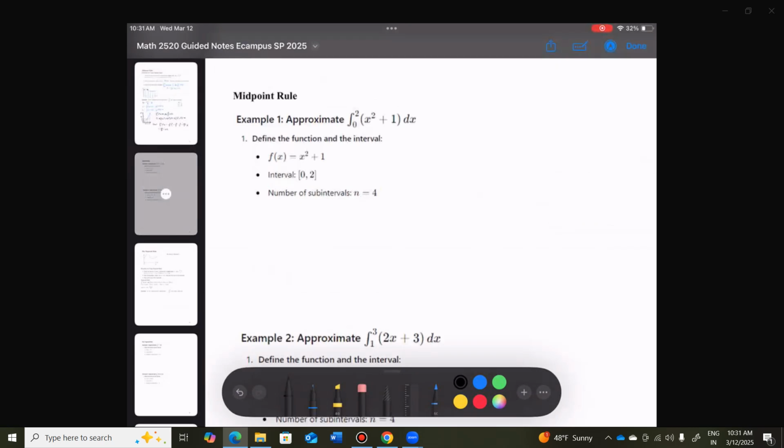Right. So let's do another one. We're going to approximate the integral from 0 to 2 of x squared plus 1 dx. We want to do it with 4 subintervals. Alright, so first our delta x is 2 minus 0 over 4, which is going to be 0.5.